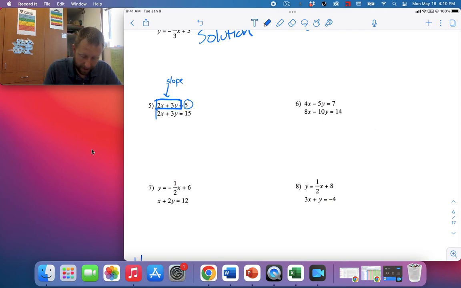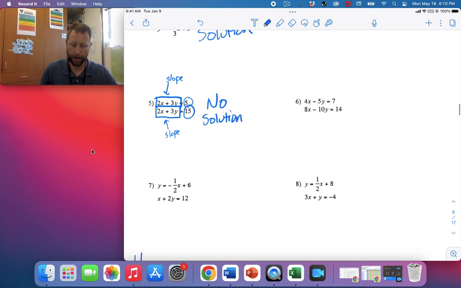And I see, oh, hey, look. This one, the slopes, they're going to be the same because it's going to be subtract 2 and divide by 3, -2/3. But the y-intercept, it's going to be 15 divided by 3 because I have to divide everything by that number in front of y. It's different. So when the slopes are the same, but the y-intercepts are different, that's no solution. And I can use that also for number 6, right?